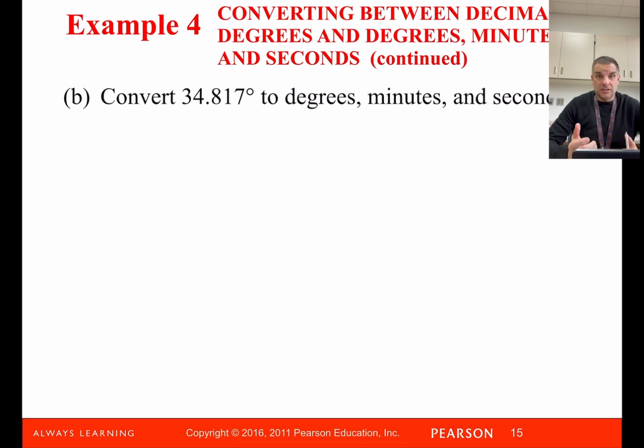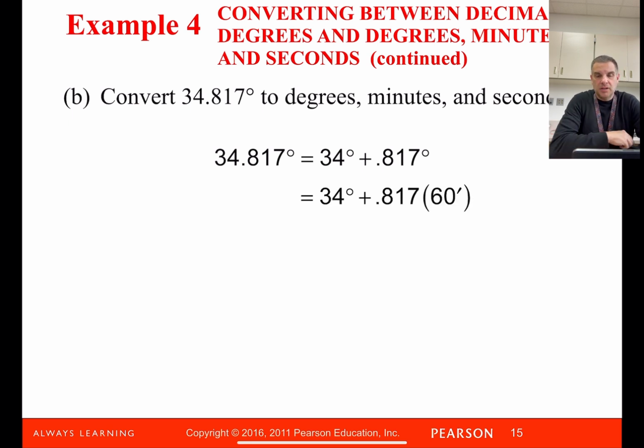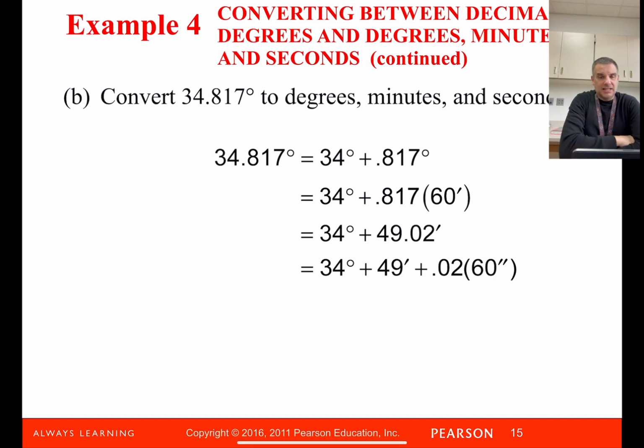Okay. So now let's go the other way. Let's convert 34.817 degrees into minutes. So we're going to rewrite it as 34 degrees plus 0.817 degrees. It still adds up to be the same. Now we're going to take that times 60, because we're changing it to minutes, and you get a result of 49.02 minutes. Okay, so now you still have that 0.02.